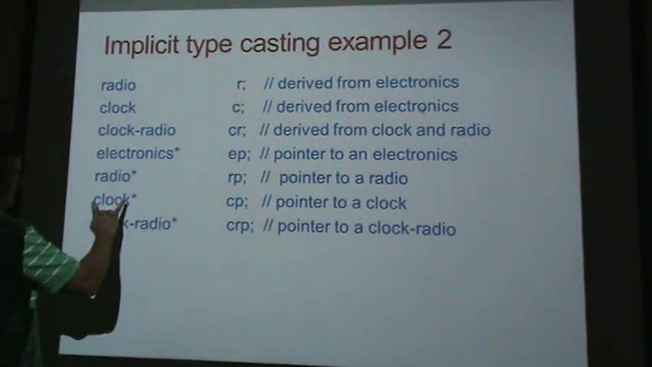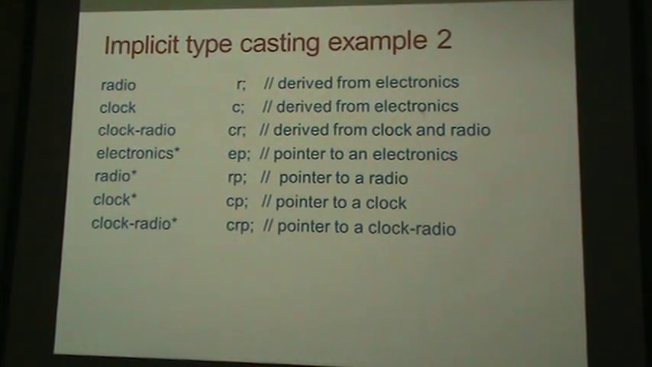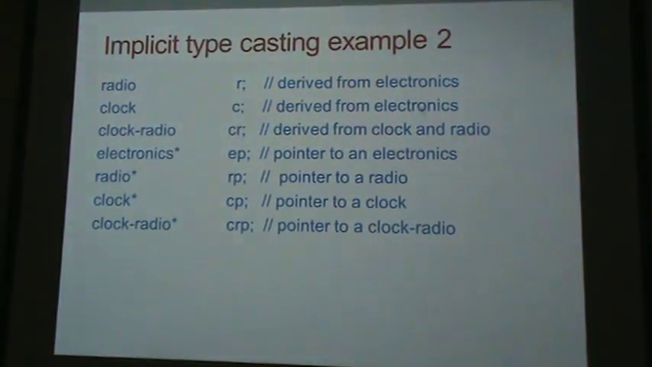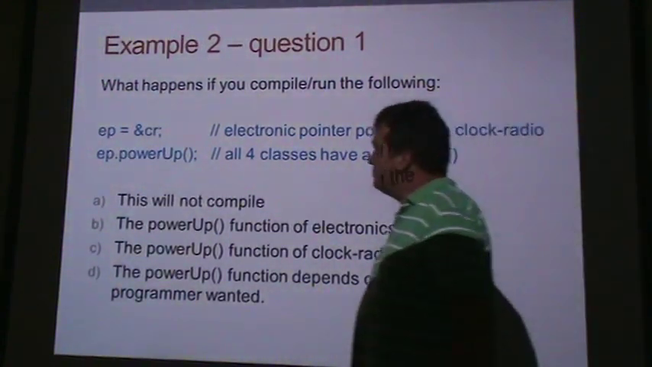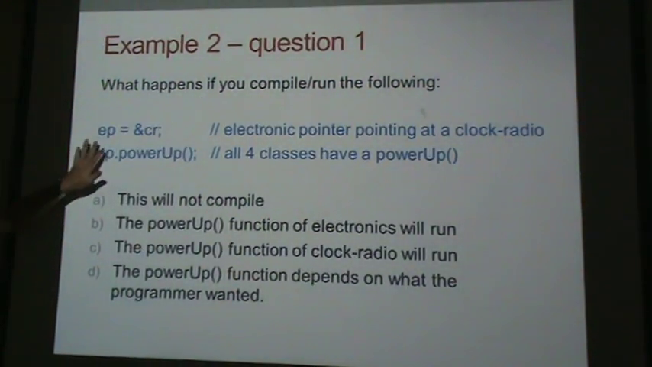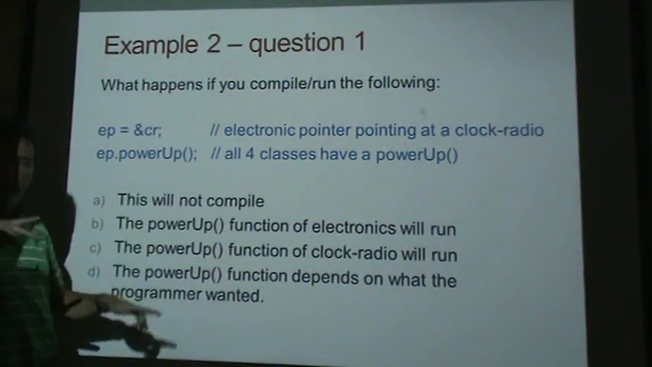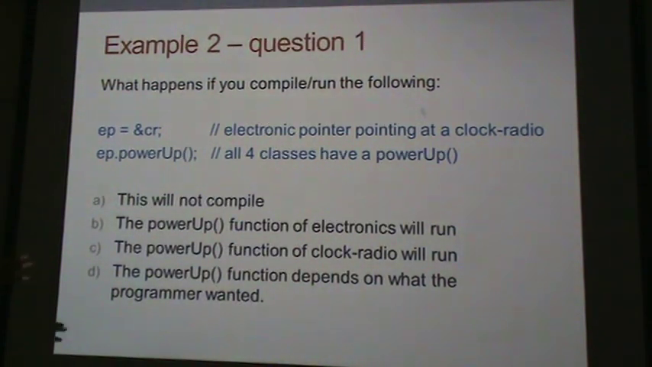So let's say we had a clock pointer here and a clock radio pointer, right? You could kind of remember these declarations. So I want to go over some questions just like the one we just covered with the float and the integer. Should this be able to compile? And if so, what would happen if you ran this code when it compiled? So if we had an electronics pointer pointing to the address of a clock radio, just like the float and the integer, the types don't match, but maybe the compiler can wing it and say, yeah, I think I can handle this mismatch. Or do you just say, no, this is a mismatch I can't handle?